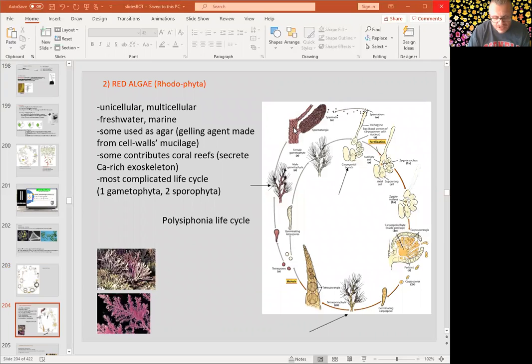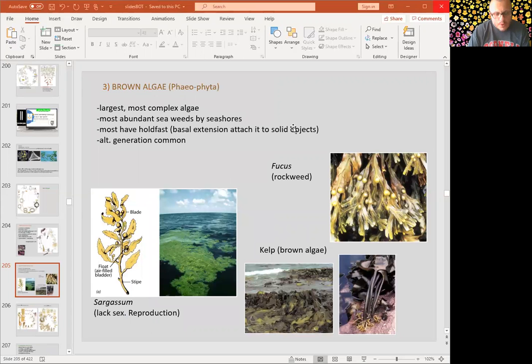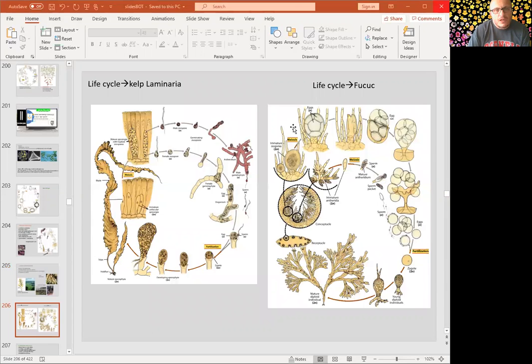Red algae is basically Rhodophyta, which has Corallina, Polysiphonia, and Porolithon in it. So a very diverse algae group. Brown algae, which is the largest algae group, includes Fucus, kelps, rockweed, and Sargassum. They are all under the brown algae.